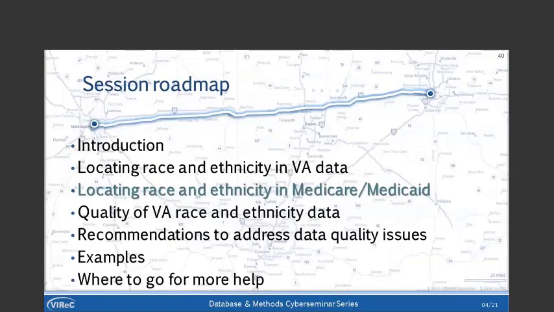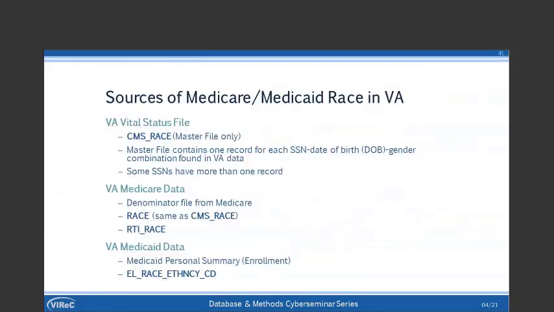So where do we find race and ethnicity data in Medicare and Medicaid? In Medicare, we have two predominant sources in which data are available. The easiest to obtain is data from the VA vital status file. It does require that you complete a separate rules of behavior for using those data, but otherwise they are readily available. If you're familiar with the VA vital status file, there's two files.